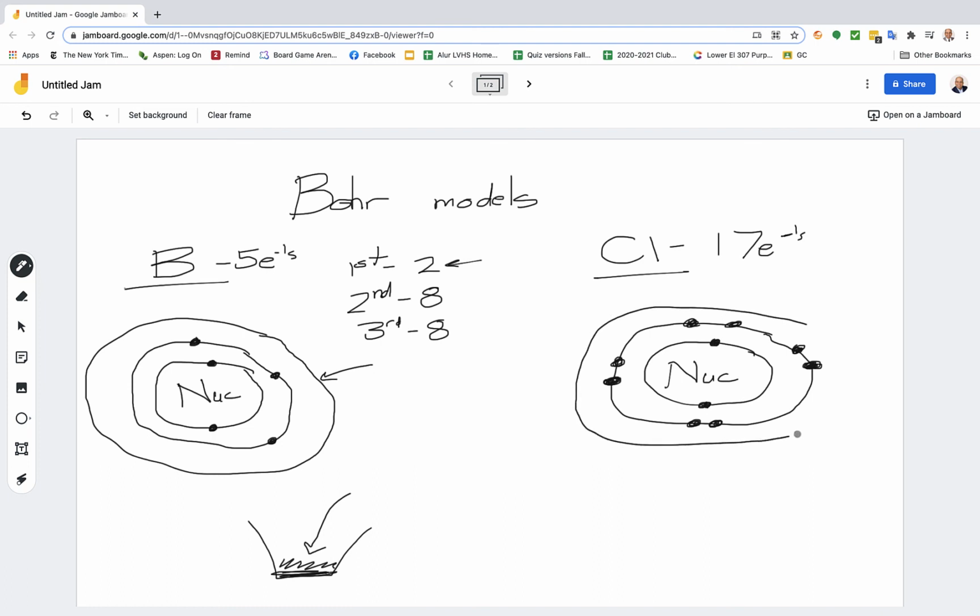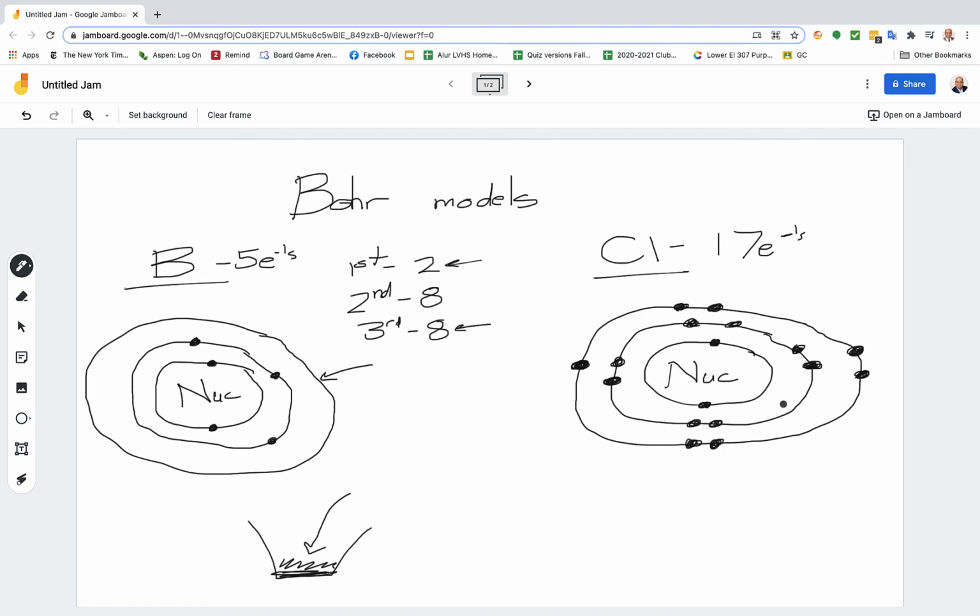Third energy level, and that has a maximum of 8 as well. But if you did 8, you'd get to 18. So this energy level only has 7. Again, I'm drawing them in pairs, but you don't have to at this stage. Pairs of electrons are actually more stable than unpaired electrons, but hopefully we'll get to that later. So you can see that last energy level has 7 electrons.